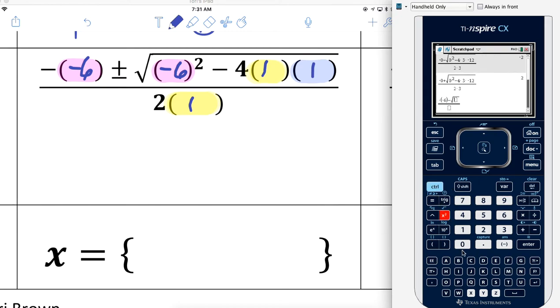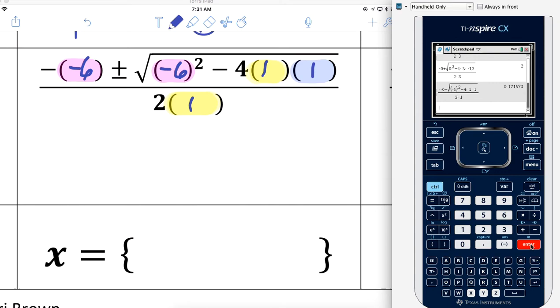Square root, parenthesis negative 6, parenthesis. Use this x squared button. It lets you just keep typing. So squared, straight into it. Minus 4, parenthesis 1. See, my square root keeps going. My numbers are back to big. We're in good shape. Parenthesis 1, parenthesis. Arrow down. 2, parenthesis 1, parenthesis. Use your parentheses. It will make your life easier, okay?